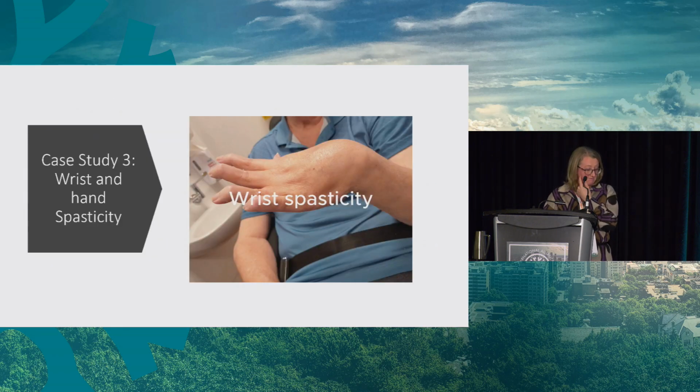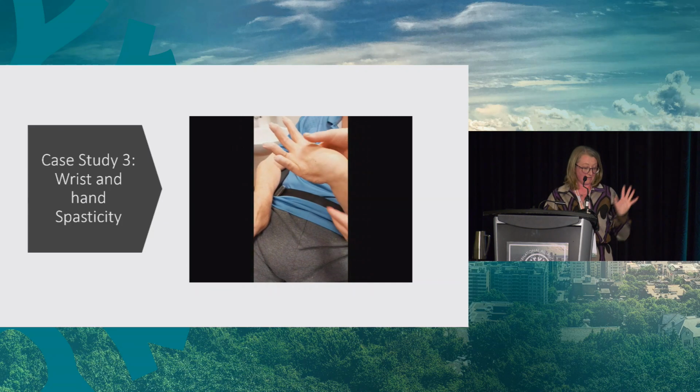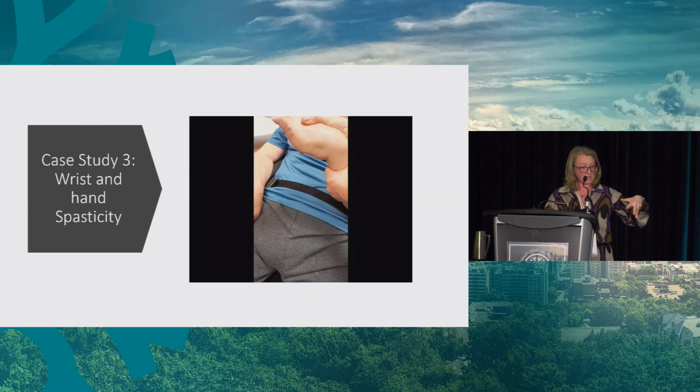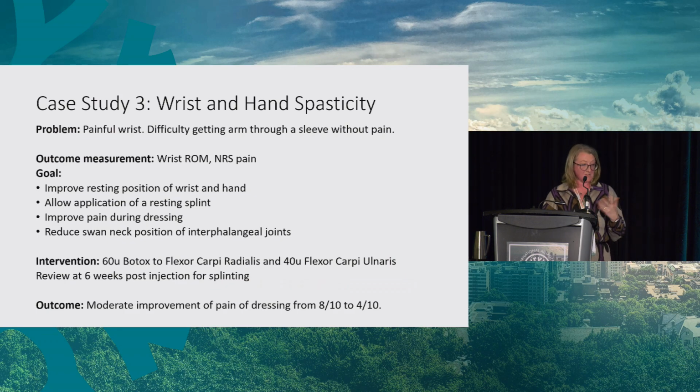This is a really nasty example of an unusual pattern of spasticity in this person's wrist. I think the video should work there now in a second. So, terrible swan necking of his fingers, and most of this was being driven by his wrist flexors. So this was a very painful wrist, with difficulty getting his arm through a sleeve. Every time somebody tried to dress him and get his arm through the sleeve, it was really painful if there was any movement there.